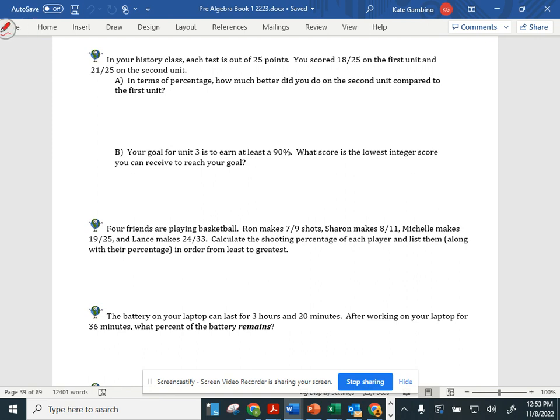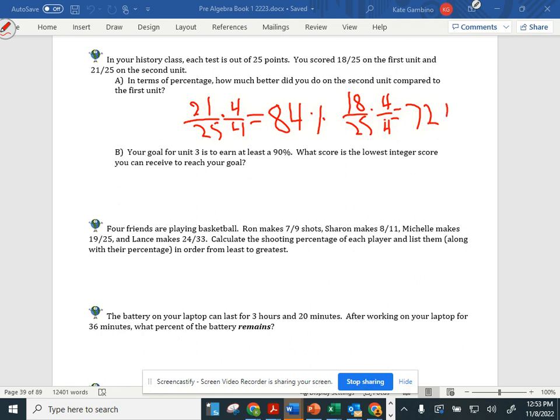So, I'll figure out what this percentage is. It was 81%. Then you gotta figure out what the second percentage is. It equals 72%. Then you gotta subtract them. And then it equals 12%.